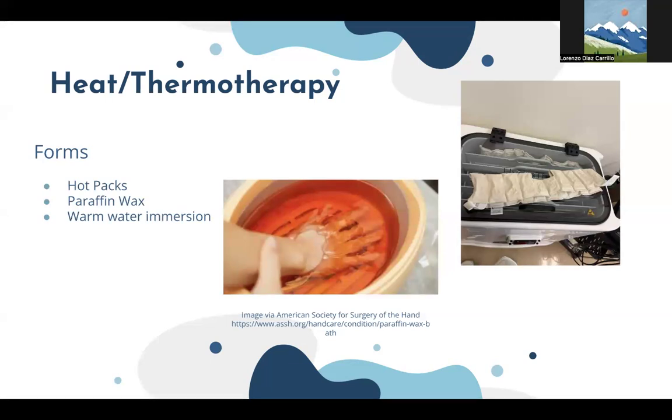Paraffin wax is a mixture of paraffin wax and mineral oil, I believe, and it provides an even coating of heat. It's really good for deep heat and great for covering small little crevices. Like in the picture, you see the person immersing their hand. It's really easy with finger injuries and hand injuries to dip it in there, pull it out, get the desired level of thickness of paraffin, wrap it with a baggie, and then just let the heating do the work there. And it's a bit messy.